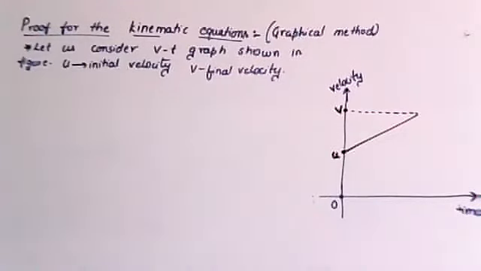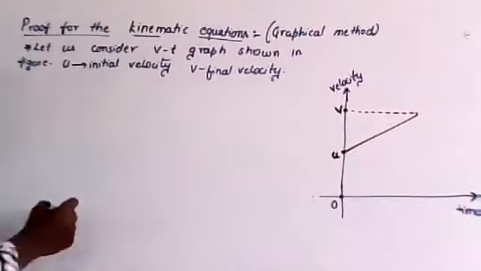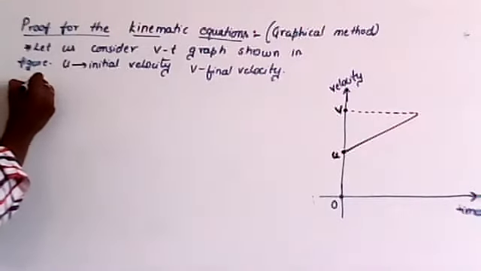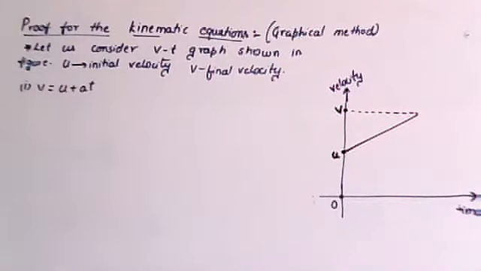Are you clear? So here u is what? My initial velocity, and v is what? Final velocity. Now I am going to prove the first relation, that is v is equal to u plus at.